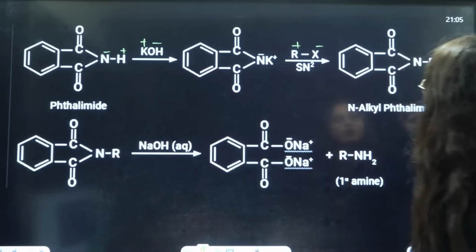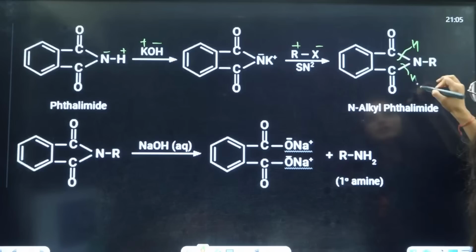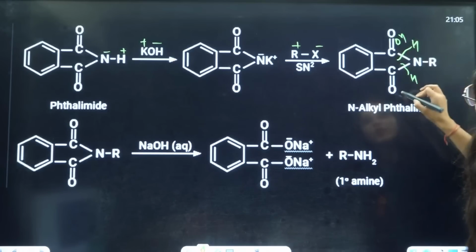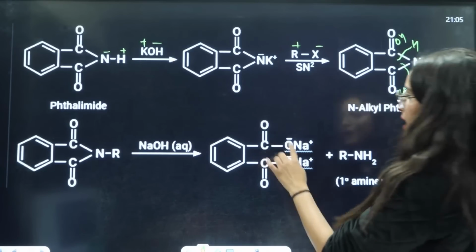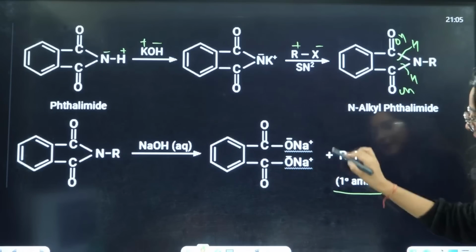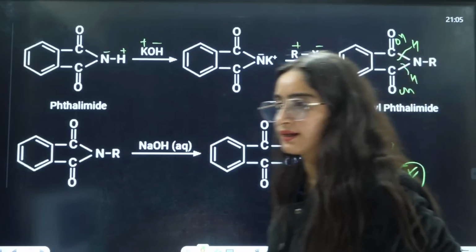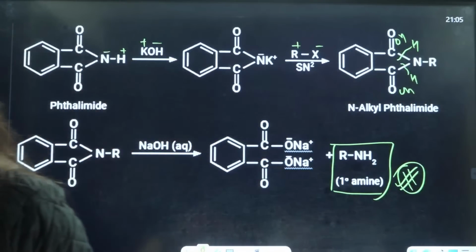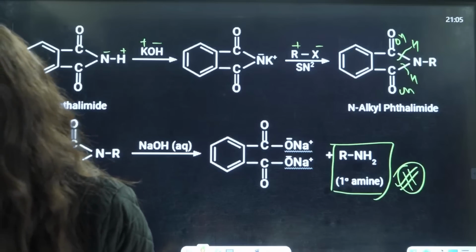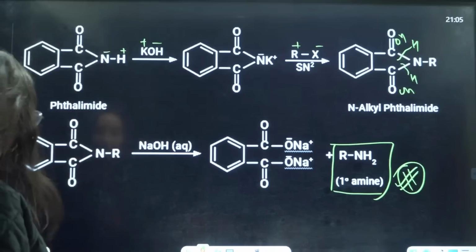Now after this, what will happen? Break these bonds, attach hydrogen here and attach OH here. And you will get RCOOH, and this is RNH2, that is, primary amine will be formed here. Okay? Okay guys, got it?